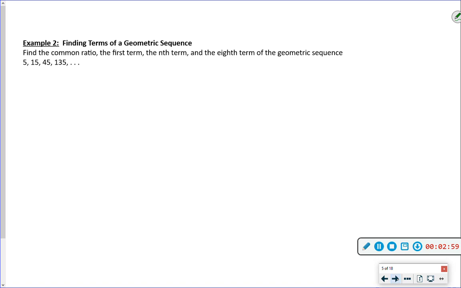All right, find the common ratio. So it's telling you it's geometric if there's a common ratio. The first term, the nth term, the 8th term, all the stuff here. Okay, so first off, what's the common ratio? 3. Multiplying by 3. Got it. It asks you, this is really kind of a dumb question. I don't even know why they put this on here. The first term. I guess I'll write it down. Okay, the nth term.